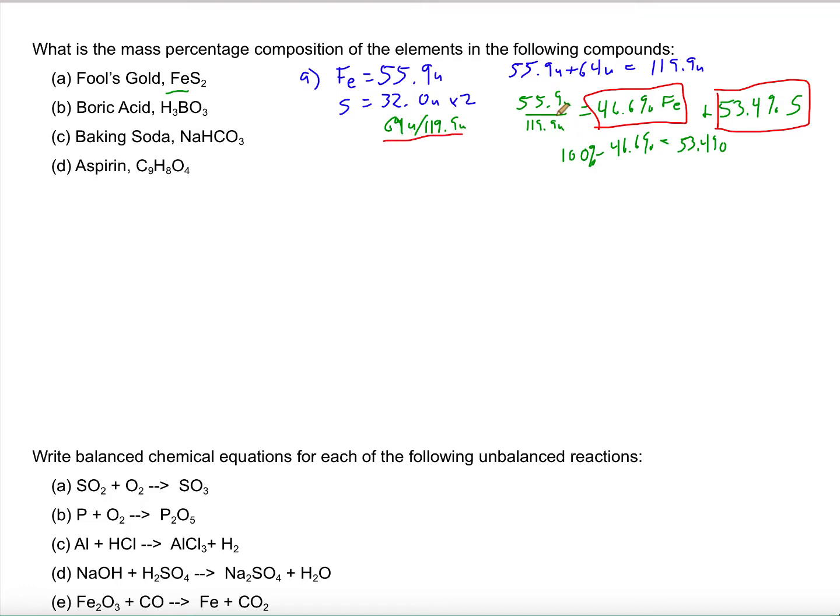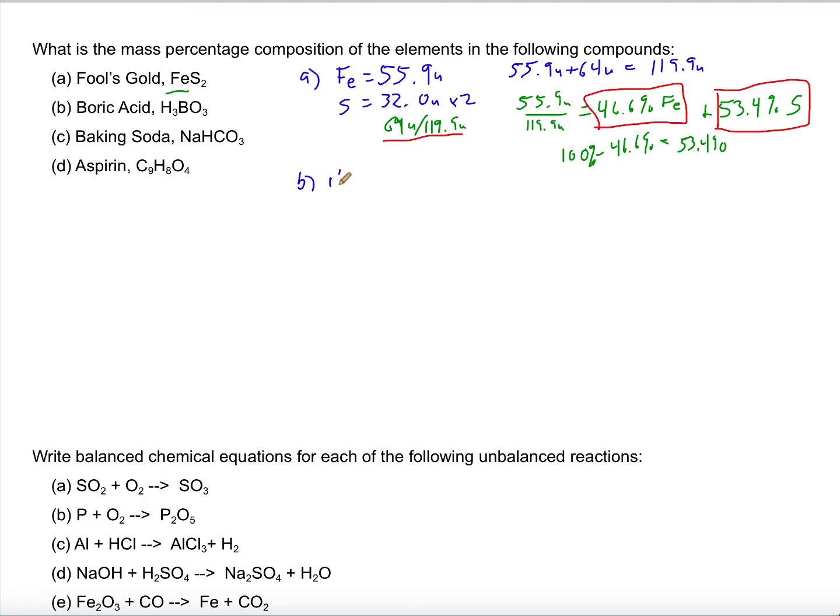So you can either do the calculation as we did over here. You have to do it once, but if it's only two items, then you can skip the second time and just know that the two have to add up to 100. If you do the actual calculations, you might find in some cases that they apparently don't add up to 100, and that's just due to rounding errors. So let's look at the second one here, boric acid.